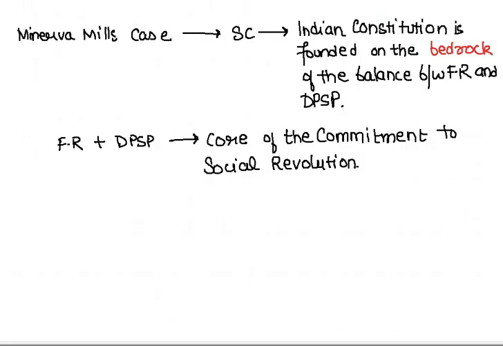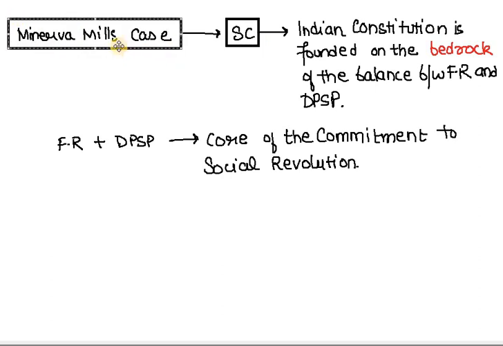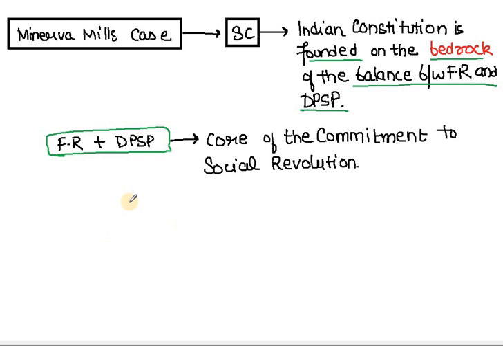In this question, the question is highlighting towards the Supreme Court's verdict in the Minerva Mills case. जो Minerva Mills case हुआ था, Supreme Court in that case gave the verdict that Indian Constitution is founded on the bedrock of balance between fundamental right and DPSP. So fundamental right and DPSP basically they form the core of the commitment to social revolution. This was the judgment. ये judgment आया था Minerva Mill case में, जिसमें कहा गया था कि हमारे Constitution का जो basic foundation है वो fundamental right और DPSP के bedrock पे बना हुआ है.